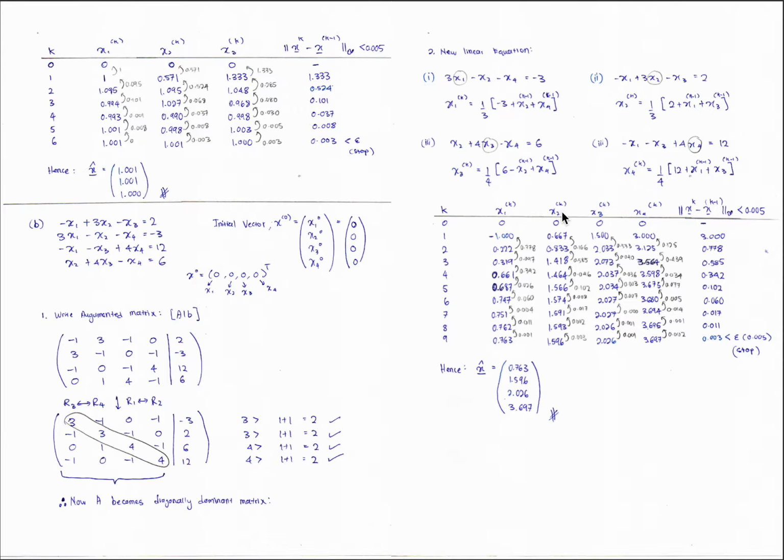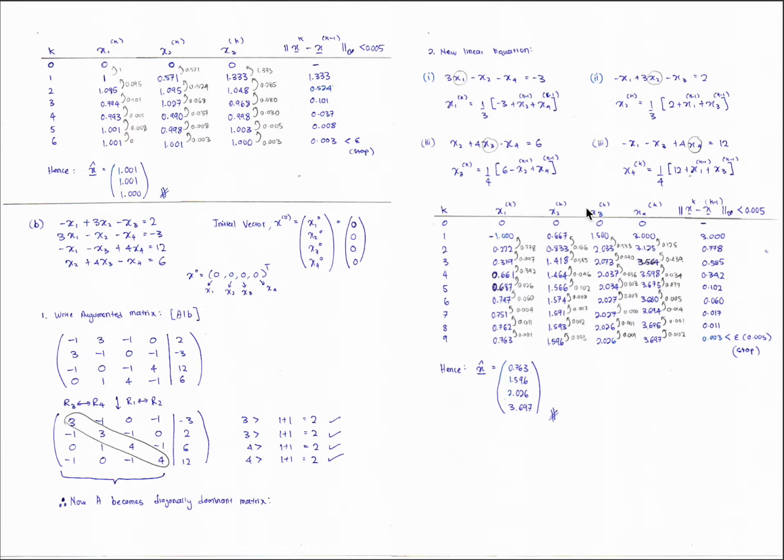Okay, so same with x2. x2 also, how to get this value? We follow this equation, 1 over 3 times 2 plus x1. This is the value from the iteration before. So x1 before is 0, x3 is also 0. So we put 0, 0 here. 1/3 times 2 equals 0.667. Before that, I use 3 decimal places because I want to follow this iteration limit. So I choose all the values to 3 decimal places.